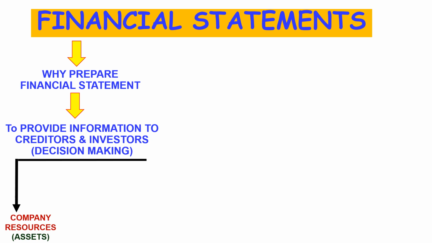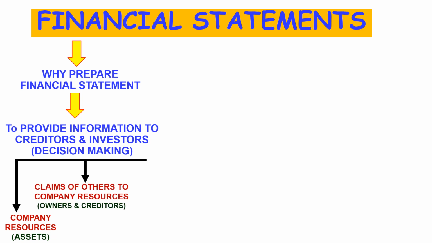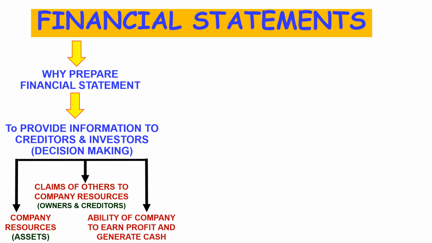Now, so we need to give these two users and other users information about the company resources, that is the assets of the company. We need to give them information about who has the claims to those resources. So how much of those claims are by the owners of the business and how much are the claims to the assets of the business by the creditors. We need to give them that information. And finally, we need to give them information about the ability of the company to earn profit and to generate cash.